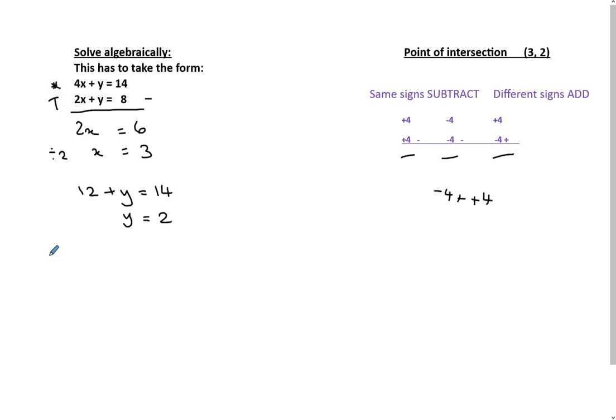Okay, now I'm going to test it. So I've got 2 times my x value, so 2 times 3 is 6, plus my y, which is 2, and that comes to 8. And once you see that 8 is the same as that 8, you know you're absolutely right, and you tick and you say, God, I'm good. And you can see this actually agrees with the point of intersection, because we had the point of intersection being 3, 2, and we've got x equals 3 and y equals 2.